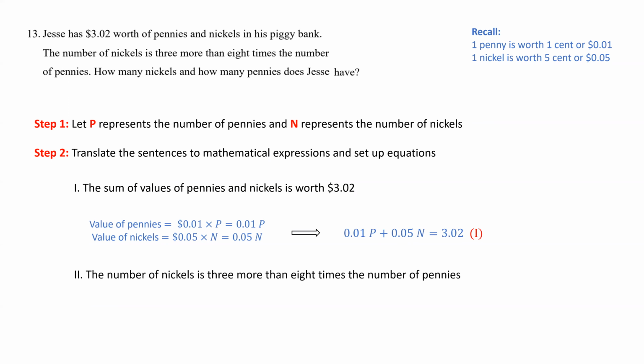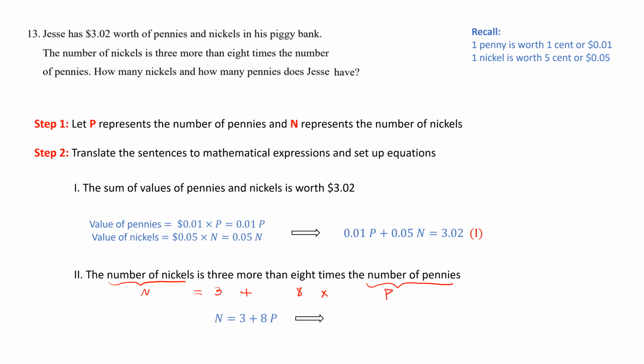In the second sentence, we have the number of nickels is 3 more than 8 times the number of pennies. We know that the number of nickels is represented by N, so we're going to use N here to represent the number. Is translated to equal, and 3 more is translated to 3 plus. Finally, 8 times means 8 multiplied by the number of pennies. Number of pennies is represented by P. So we have set up our second equation, which is N equal to 3 plus 8P.